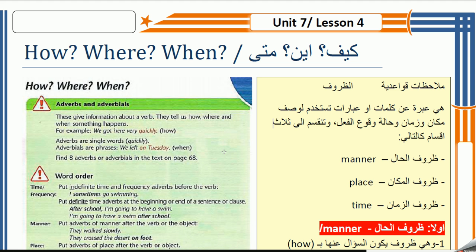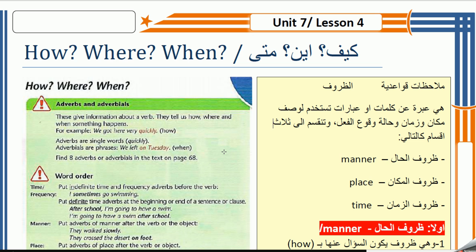In the previous lesson, we talked about time adverbs. Time adverbs can be divided into parts. Number one, some time adverbs give a definite time, such as every day, in the morning, after school. Number two, some time adverbs give an indefinite time, such as often and usually.